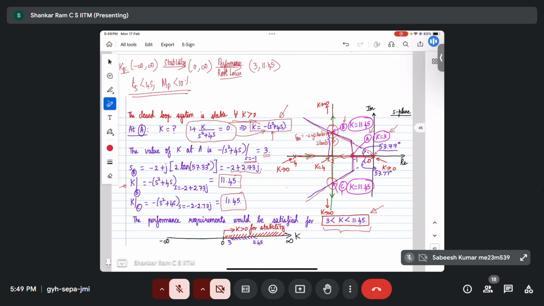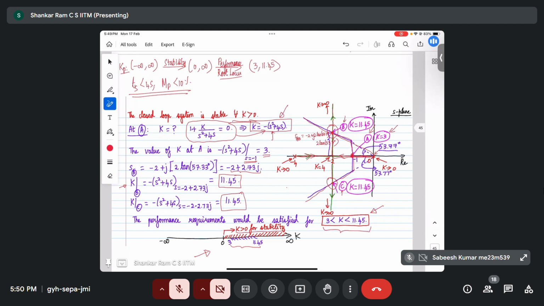Using stability analysis, we found that KP should be positive. Then with performance analysis and root locus, we narrowed it down to 3 to 11.45. And that is what is shown in this graph. The feasible region should be greater than 0 for stability, but then we narrowed it down to 3 to 11.45 for both stability and performance.